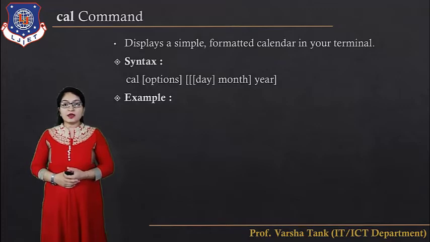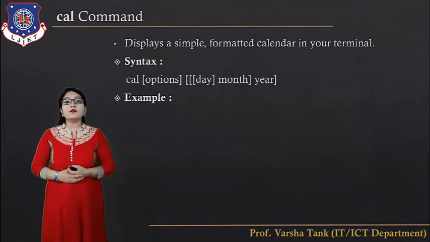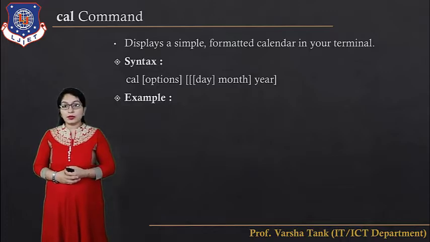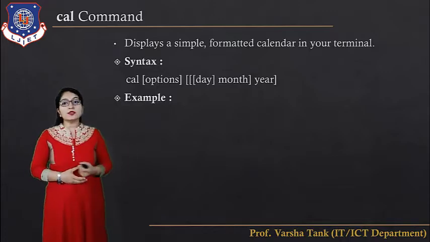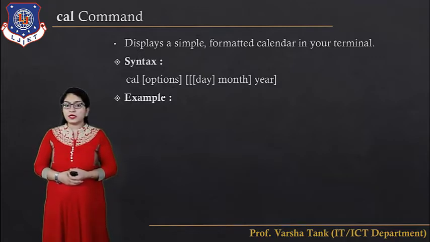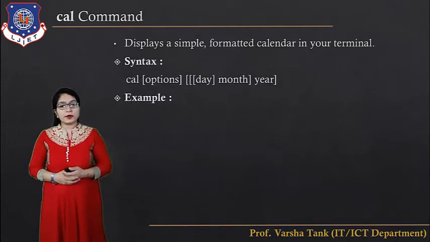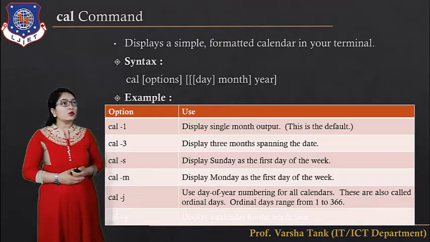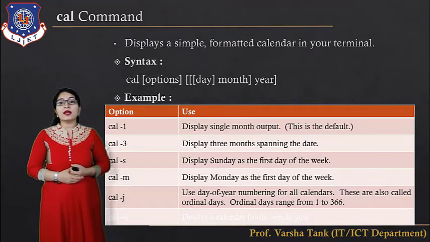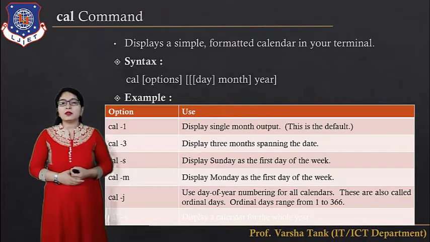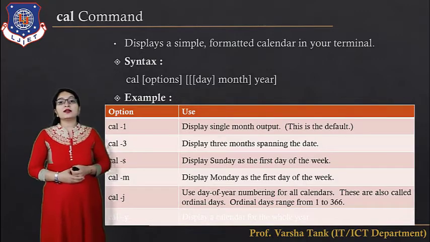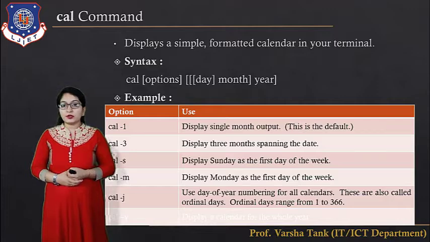Now next is the cal command. Cal means the calendar command. It displays a simple formatted calendar in your terminal. Syntax for this is cal, then options. After that you can write day, month or year, whatever you want to display. Examples include cal -1, which displays the single month output, or you can just write cal. Cal -3 displays three months.